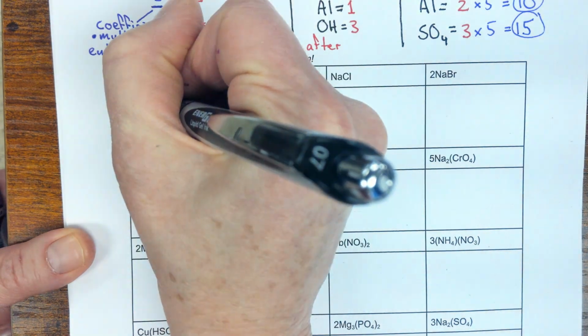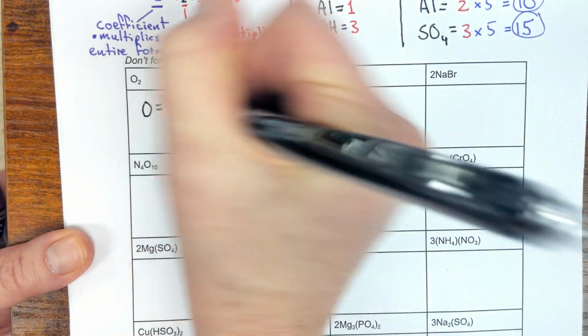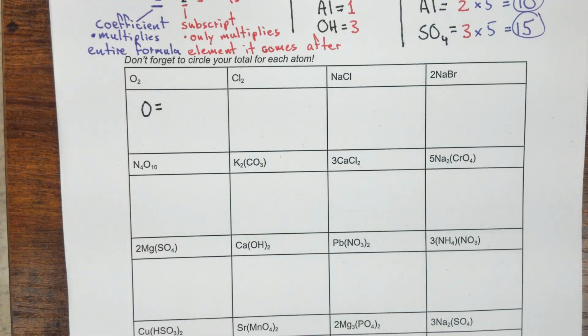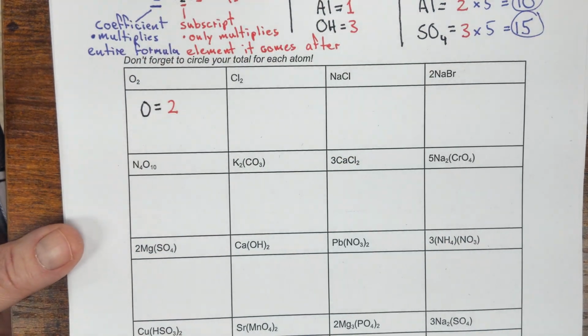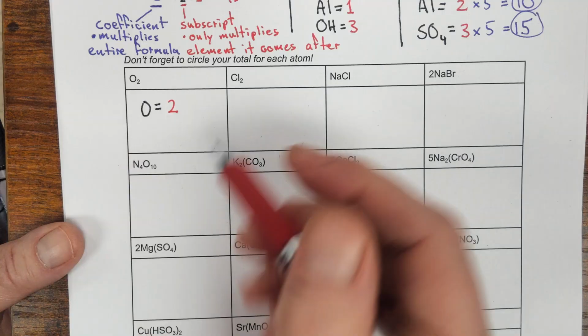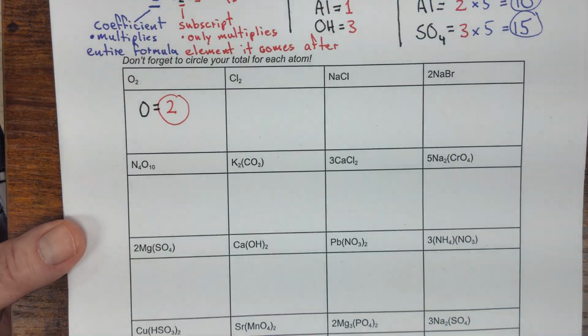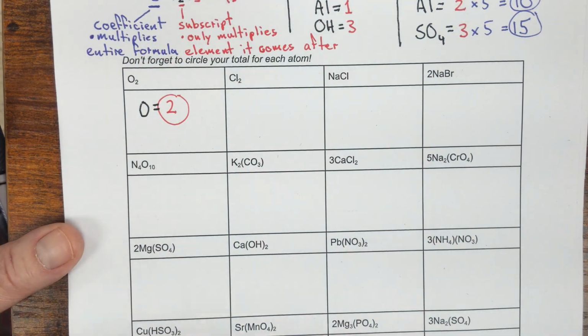So in this case, I have 1 element. I'm going to write that O is equal to. Second step, set it equal to its subscript. Third step is multiply by coefficients. I don't have coefficients, so this is my total. I have 2 oxygen atoms represented here.